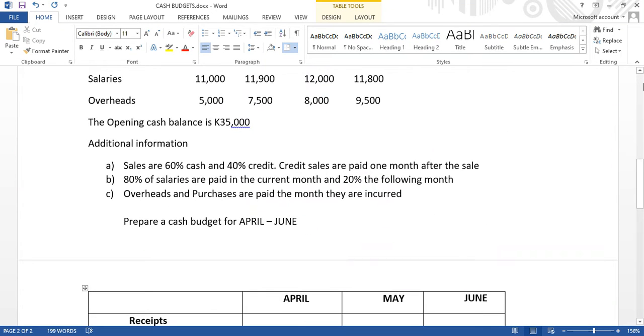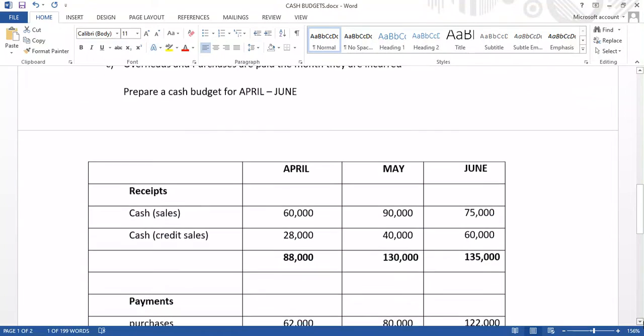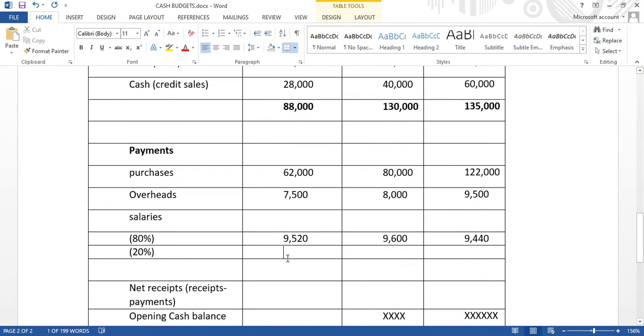Okay, then the other 20% we've been told they're paid in the following month. So 20% of the March salaries will be paid in April. 20% of the April salaries will be paid in May. 20% of the May salaries will be paid in June. 20% of the June salaries will be paid in July. So we'll find 20% of 11,000. So 20% of 11,000, 2,200.